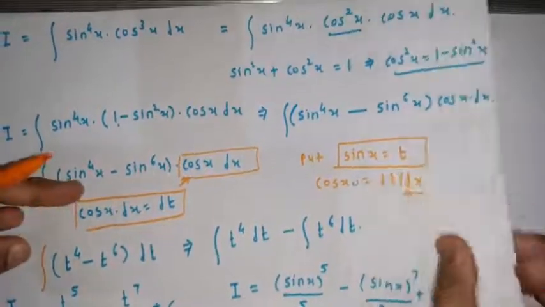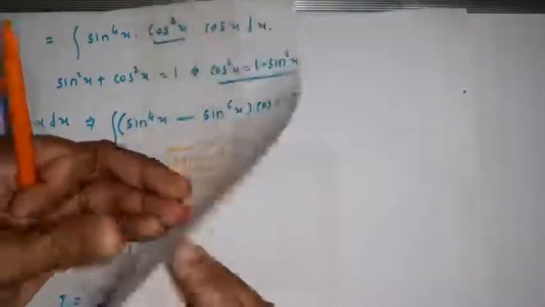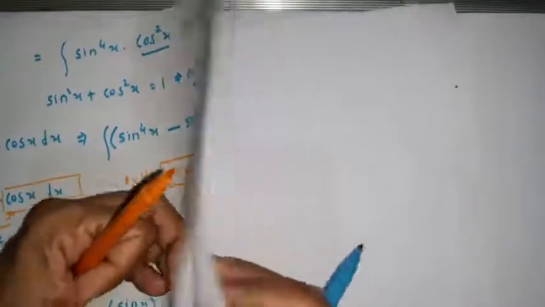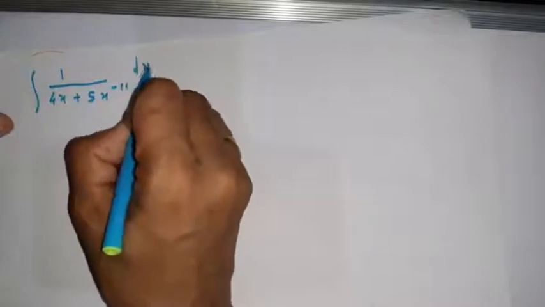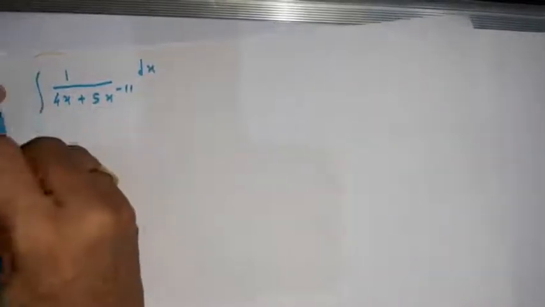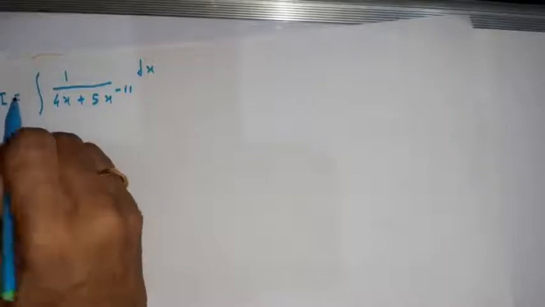Okay students, now the next example is that evaluate the integral, that is integration of 1 upon 4x plus 5x raised to minus 11 with respect to x. Okay students, and this is the integration I.